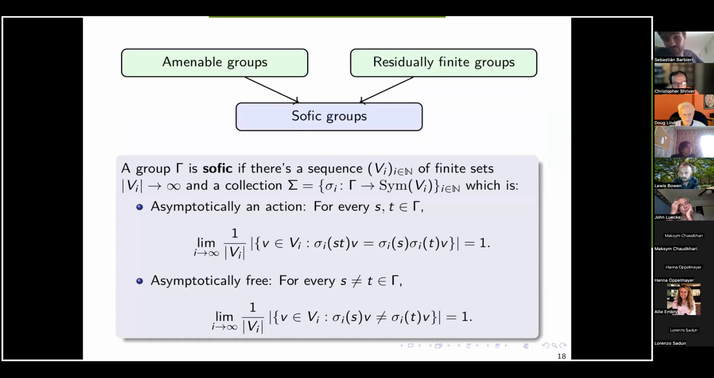A group gamma is sofic if I can find a sequence of finite sets whose size is growing to infinity, and a collection of maps from the group gamma to the symmetric group of this finite set, which is asymptotically an action and asymptotically free. So what I want to think is that these sigma i's are almost representations, right? If, for instance, I were able to make these sigma i's be homomorphisms, then my group gamma would be residually finite.